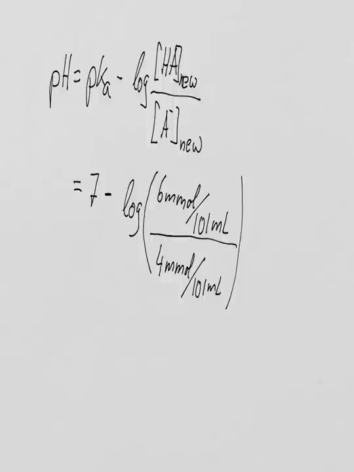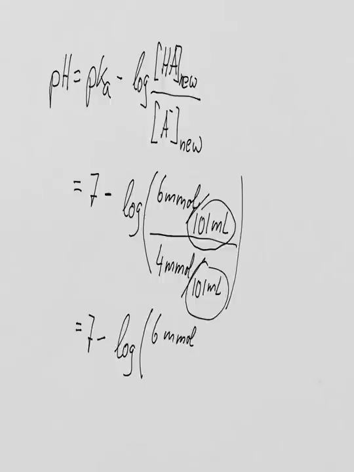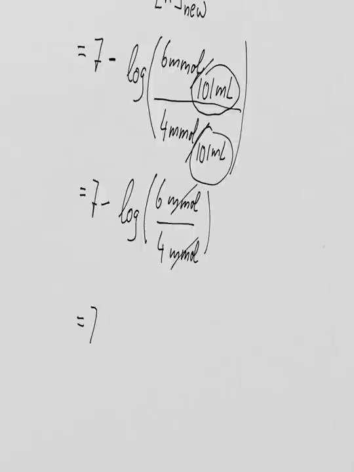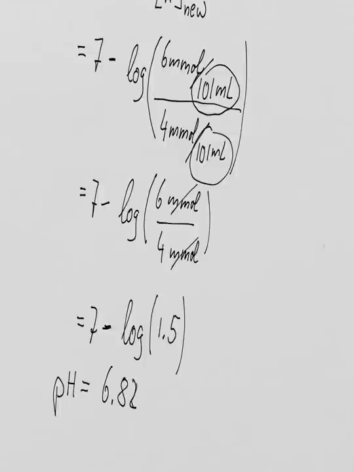In fact, we don't really need these 101 because we see that they easily cancel out. So what we get is 7 minus log 6 millimole divided by 4 millimole. And again, the millimoles cancel out. So we have 7 minus log of 6 divided by 4, which is 1.5. Is that right? I think so. And somebody has already done it. Yes, great. Guys, you rock. So our pH is now 6.8 something 2. Let's say 6.82. We've done it.